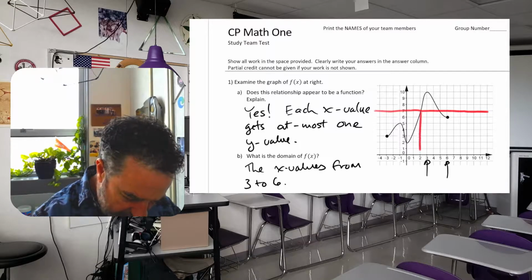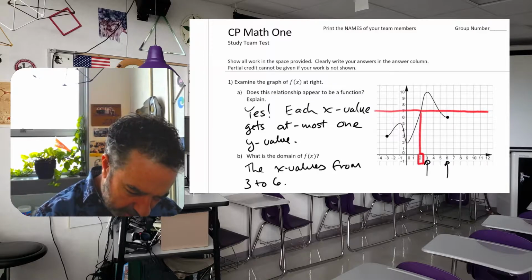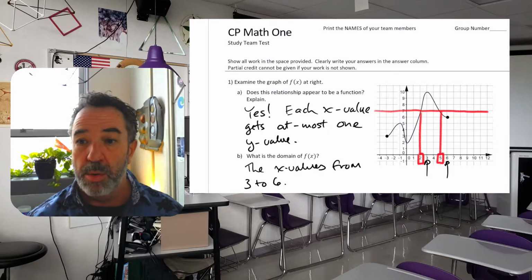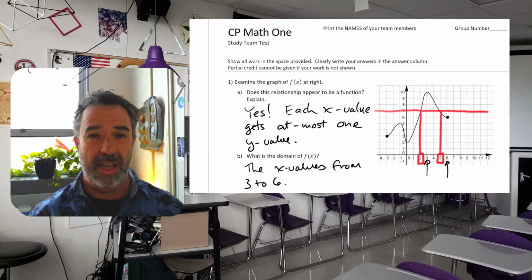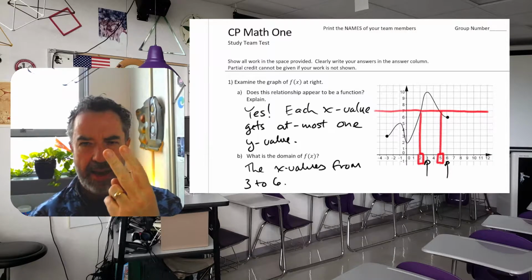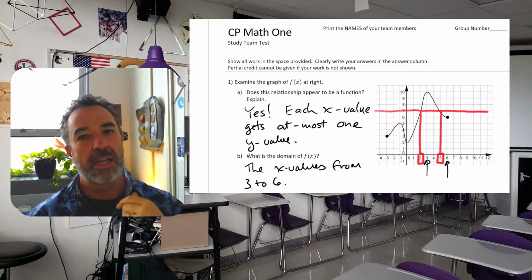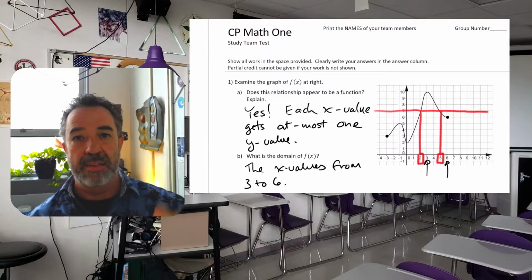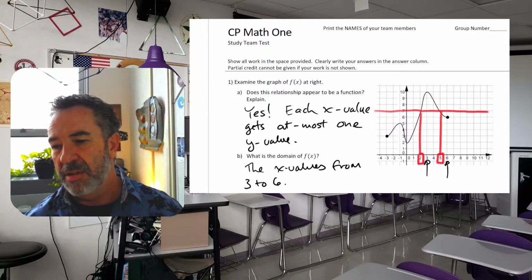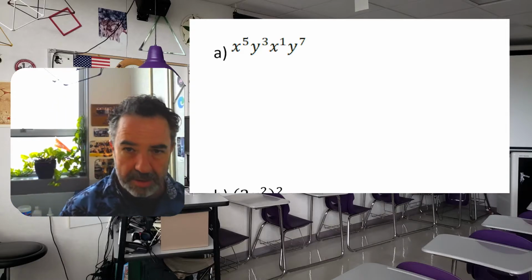I can see there's 2 points here. It looks to me like if I give it 2, it will give me a 7. And it also looks like, very close to that, if I give it a 5, it will give me a 7. So the 2 values that give me an answer of 7 are 2 and 5. If 2 goes in, the function gets up to 7. And when 5 goes in, the function gets up to 7. So that's the first page of our study team. On the second page, we're asked to simplify some monomials here.